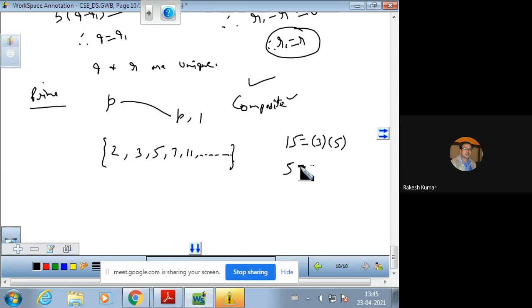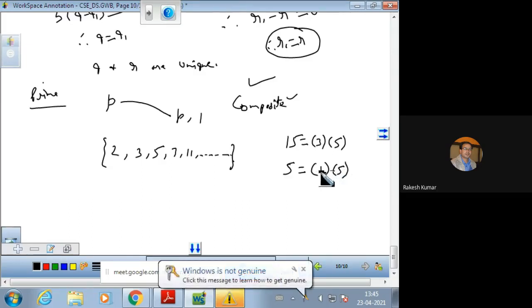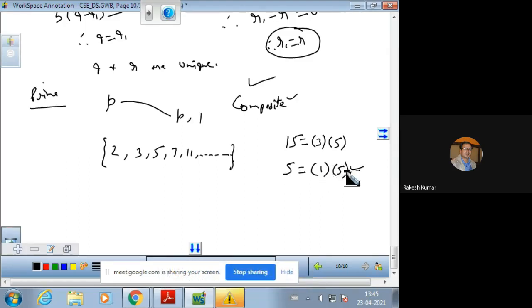But if we take 5 itself, 5 can be written as 1 into 5 only. So its factors are 1 and the number itself, 5. So if the factors of a number are either 1 or the same number, then it is prime, otherwise a composite number. So this is the difference between a composite and a prime number.